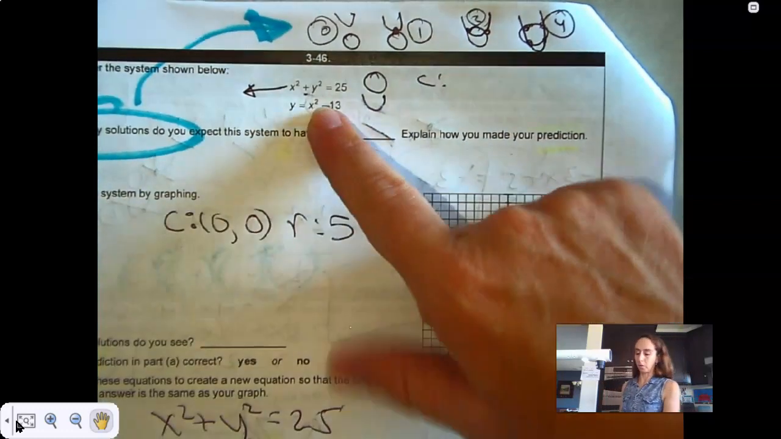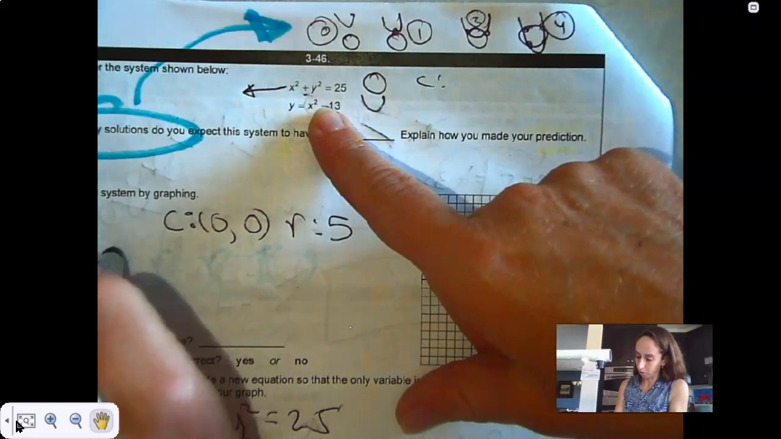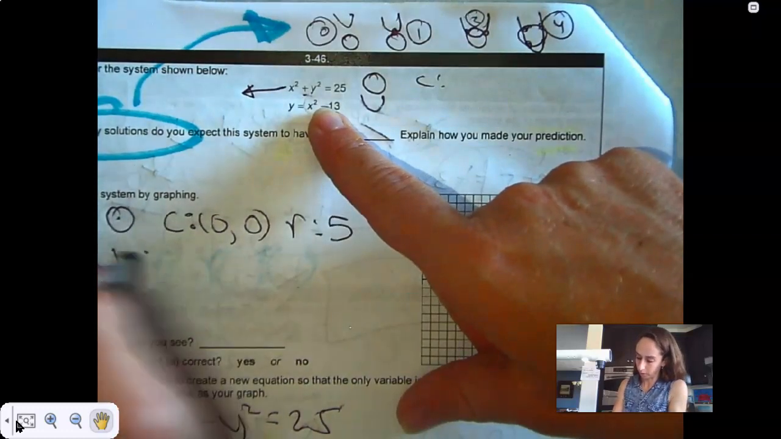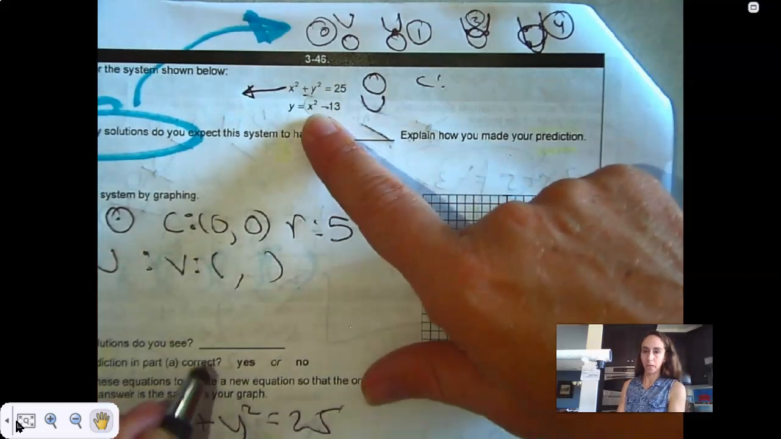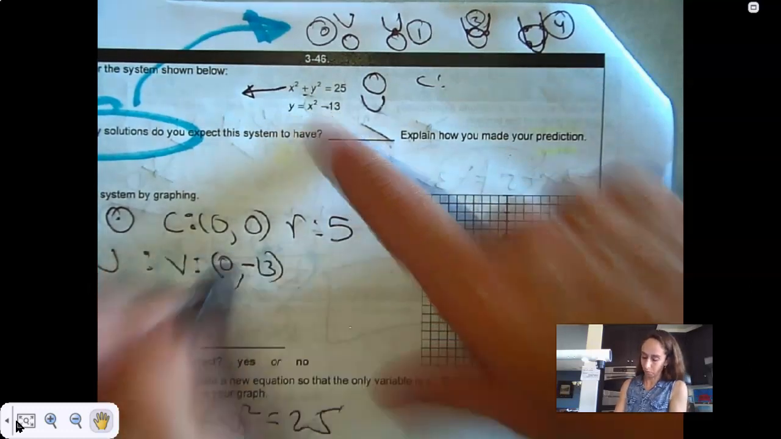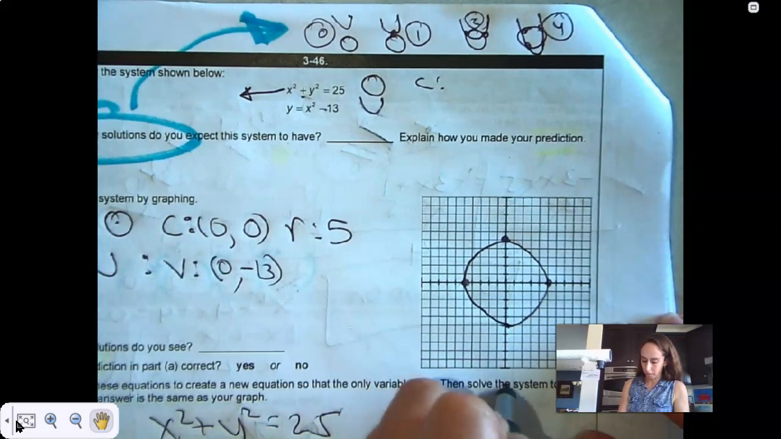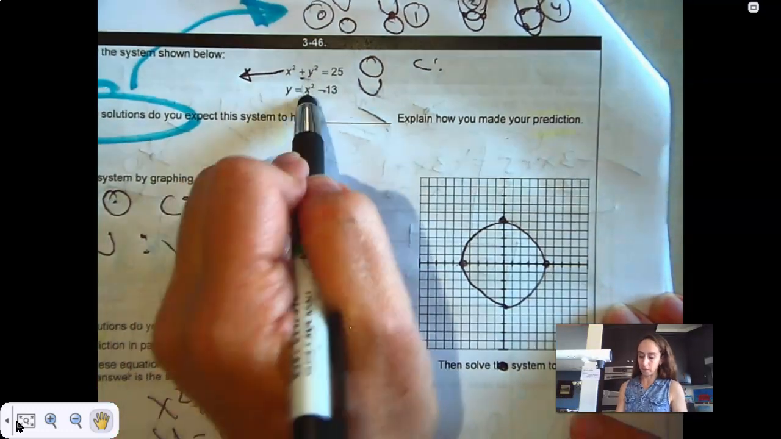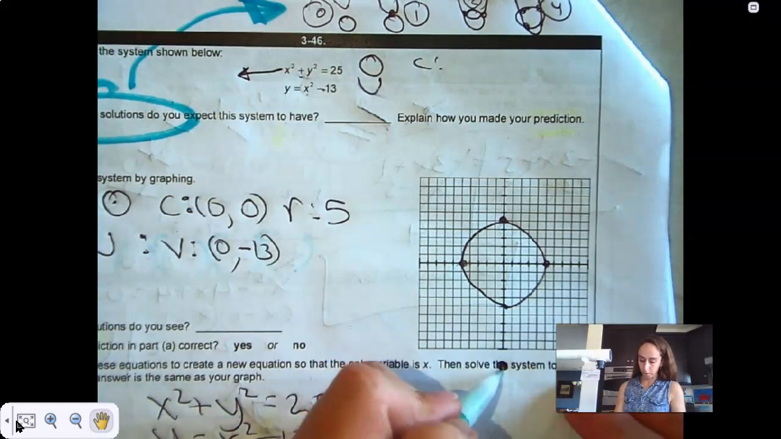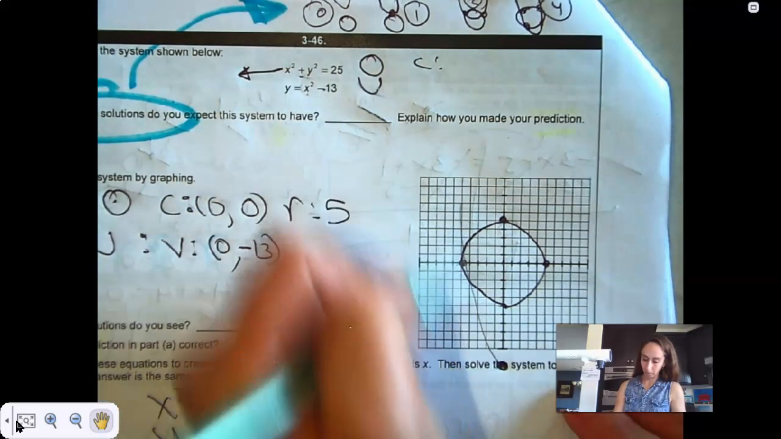Now, this one is a parabola. So if I'm going to deal with the u, so this is the circle and this is the u. I know that there is a vertex. My vertex is the one with the x and the y. So I'm going to go down 13. So I know my vertex is here. I also know that this is going to be going up. So if it's going up, that's a possibility.